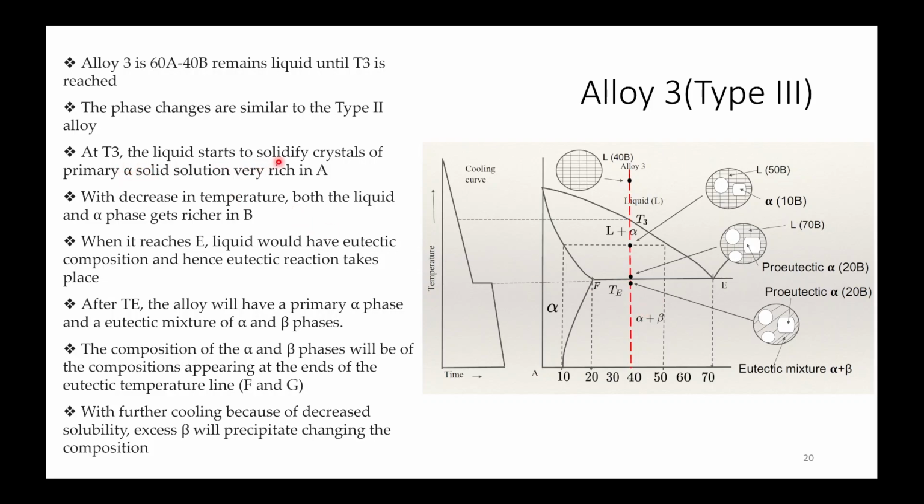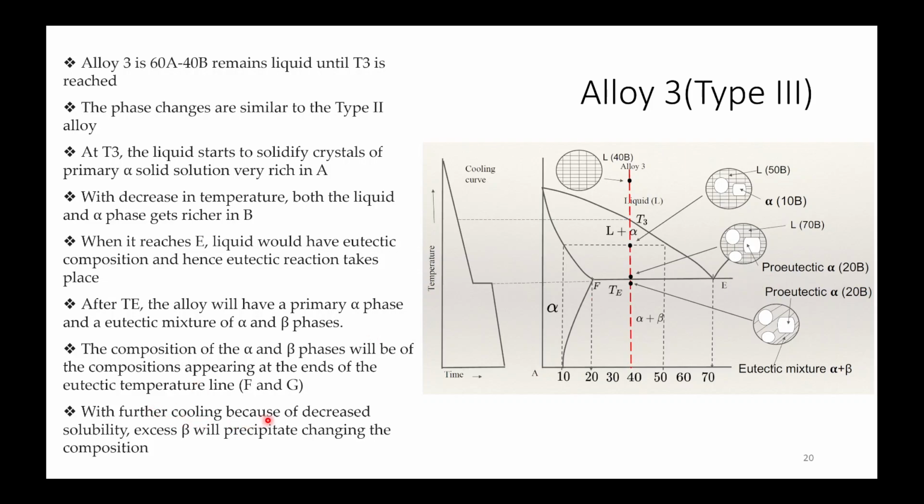So here, the crystals of primary alpha solid solution that solidify are very rich in A. With decrease in temperature, both the liquid and alpha phases get richer in B. When it reaches E, the liquid has eutectic composition, and hence the eutectic reaction takes place. After this, at TE, the alloy will have a primary alpha phase and a eutectic mixture of alpha and beta phases. The compositions of alpha and beta phases will be those appearing at the ends of the eutectic temperature line, which will be F, and at the opposite end, G.